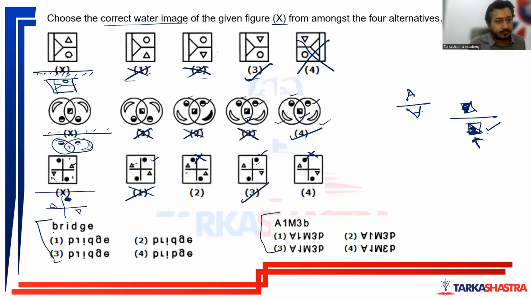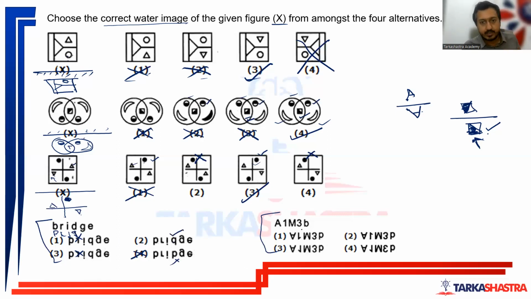So water image of B will be like this. So do we have B like this? Everywhere we have it like this. Then R will be like this. So this R is not correct. Next, this I will be like this. So I is correct. This D will be like this. Okay. So this is correct. This is not correct. So this one is eliminated.